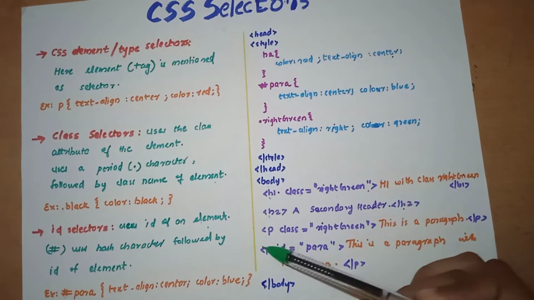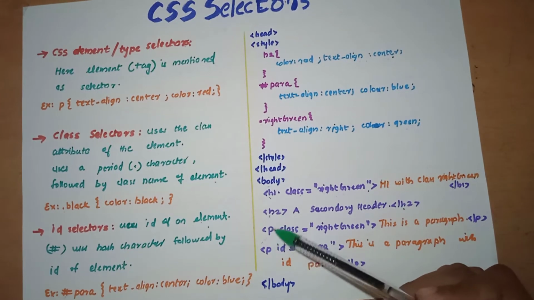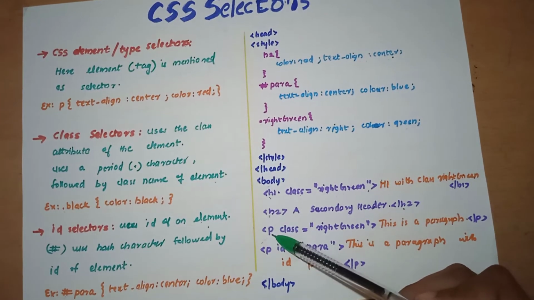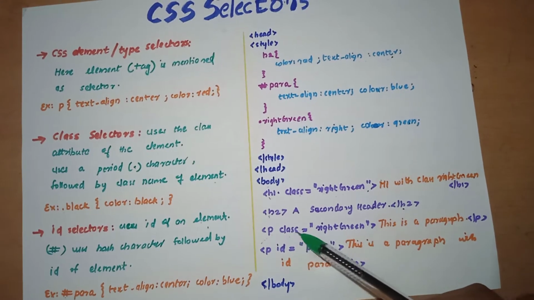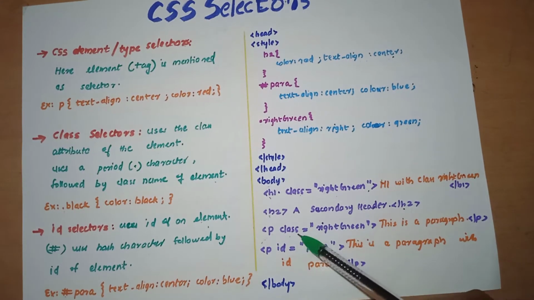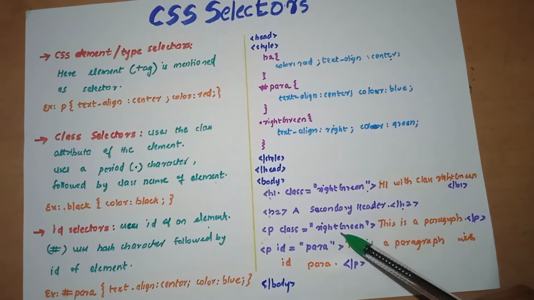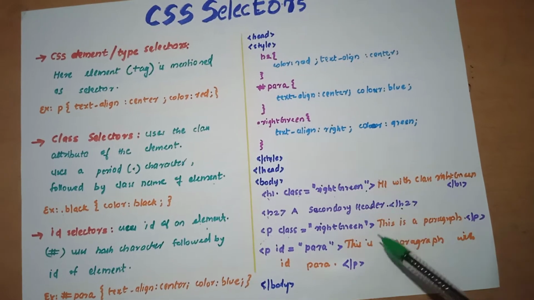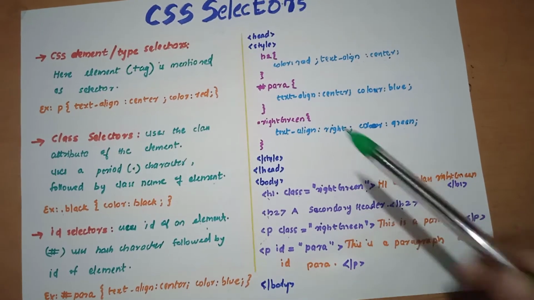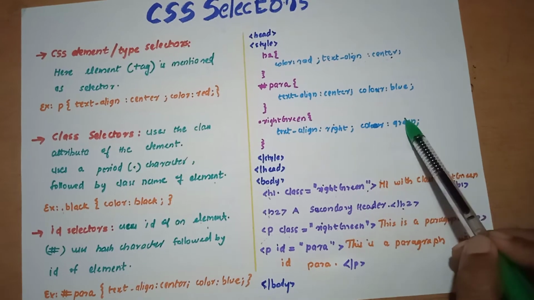Next you can see this is a paragraph element of HTML and it is defined like this. Class is equal to right green. So for this paragraph also, I am going to display it using this right green class properties. So whatever we are writing will be displayed using these styles.